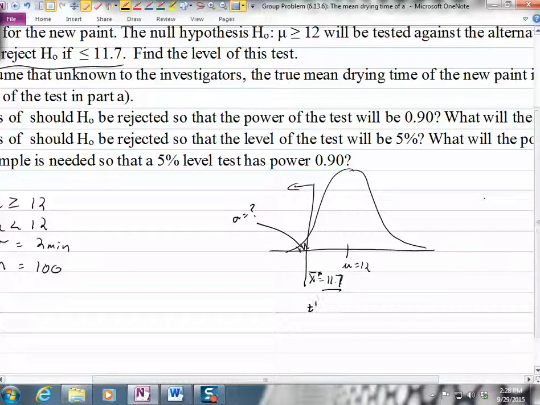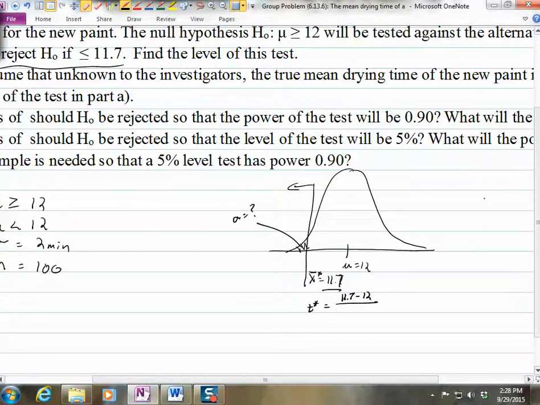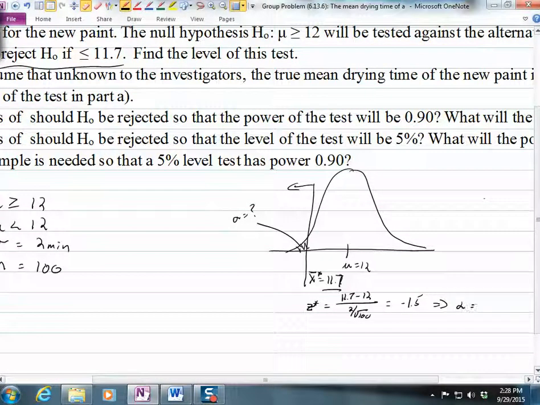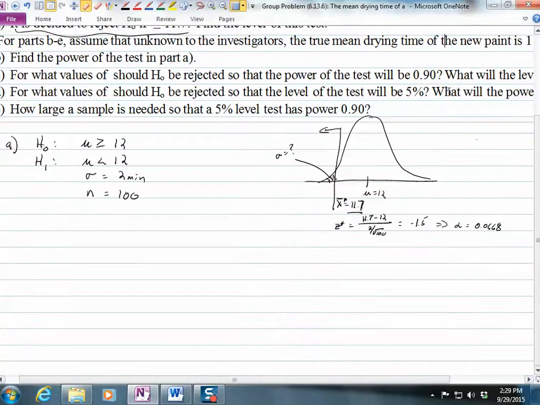So that corresponds to a t-value of 11.7 minus 12 over 2 over the square root of 100, which is minus 1.5, and that's z because we've got lots of samples. We've got 100 samples. And then that corresponded to an alpha of 0.0668. Seems to me I wrote that last time. Did we go over that part last time? Okay, good. So alpha was 0.0668. Good.